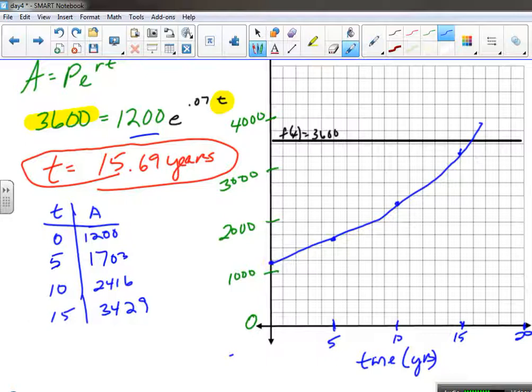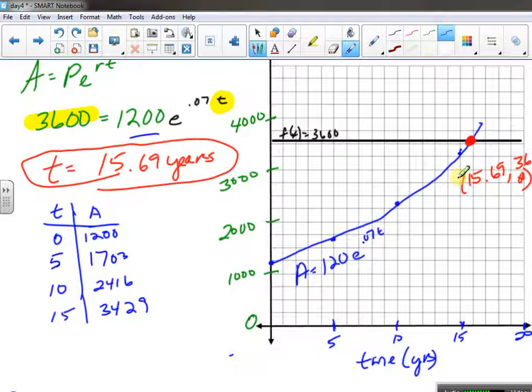And now the important point on this graph is right here. This is actually the solution. So I'm going to identify that point. It's 15.69 comma 3600, and that actually answers my question. You see everything except the label on this graph, which I'm going to put on right now. A is equal to 1200 e to the 0.07t is that function that we're graphing, and there's our solution right there.